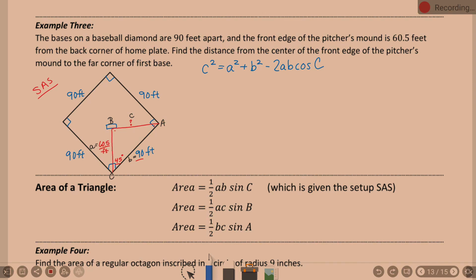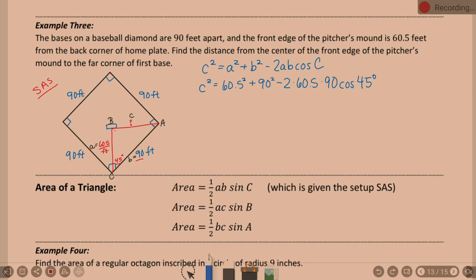I'm not going to claim you had to label that triangle. I could have definitely done that without labeling a triangle, but I'm the teacher. Some of you could have. I don't guarantee all of you could have. I think some of you still need the labels. We're in the beginning stages here. Okay? Fill in and find that distance. So I'm trying to find C squared. 60.5 squared plus 90 squared minus 2 times 60.5 times 90 times cosine of 45 degrees.